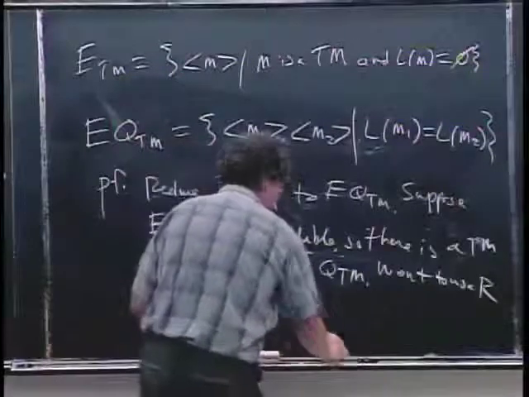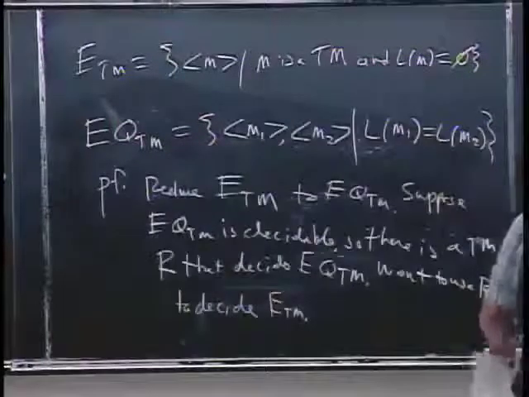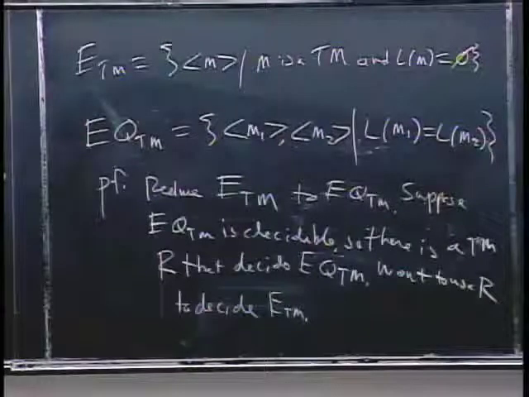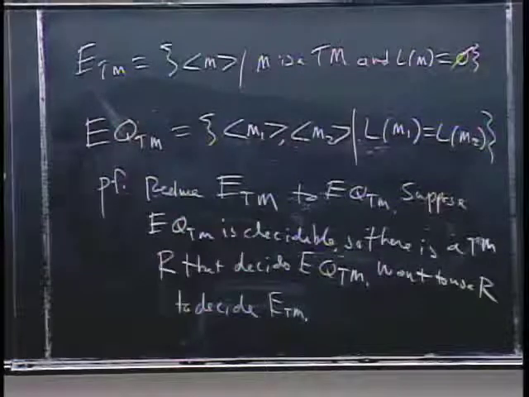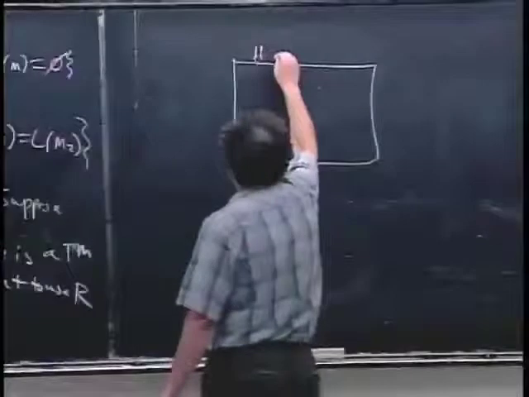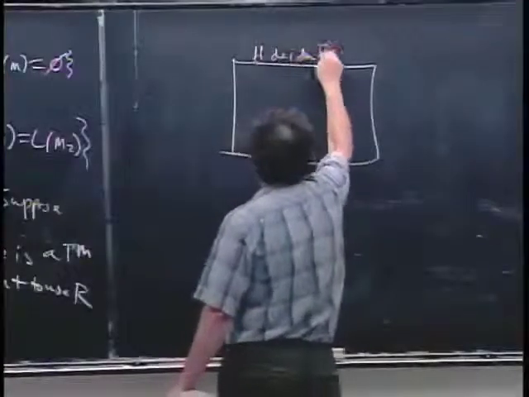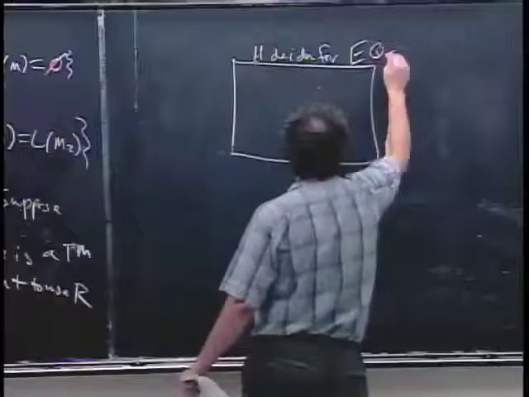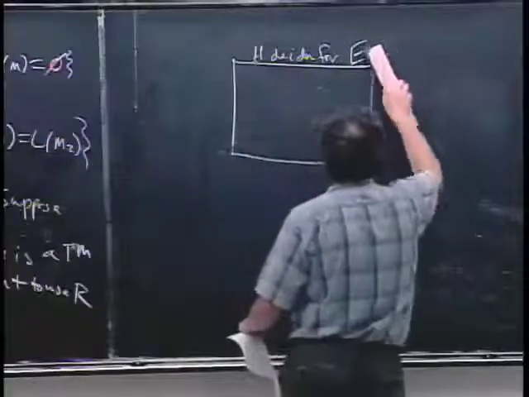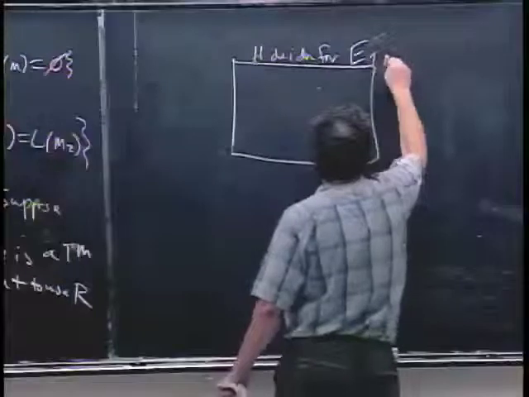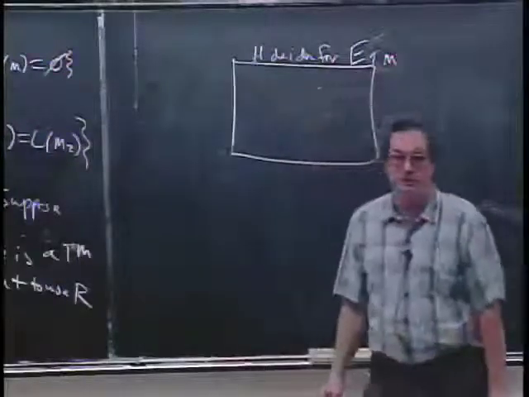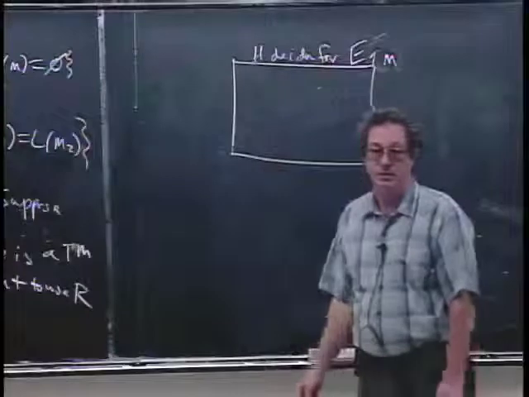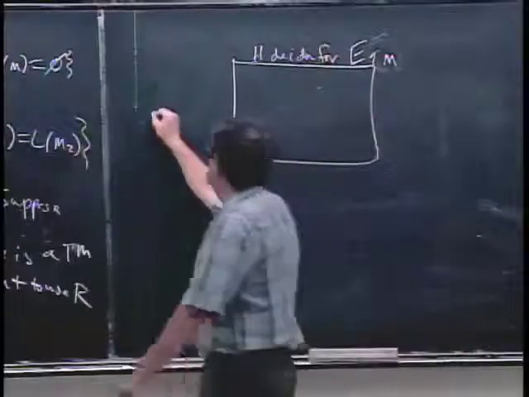Okay, so now we can draw our picture just so we are clear on what we're trying to do. Here's the box for H, and H is supposed to be a decider for ETM. And what's the input to ETM? What's the input to this box H look like? Yeah, it just takes in descriptions of Turing machines.